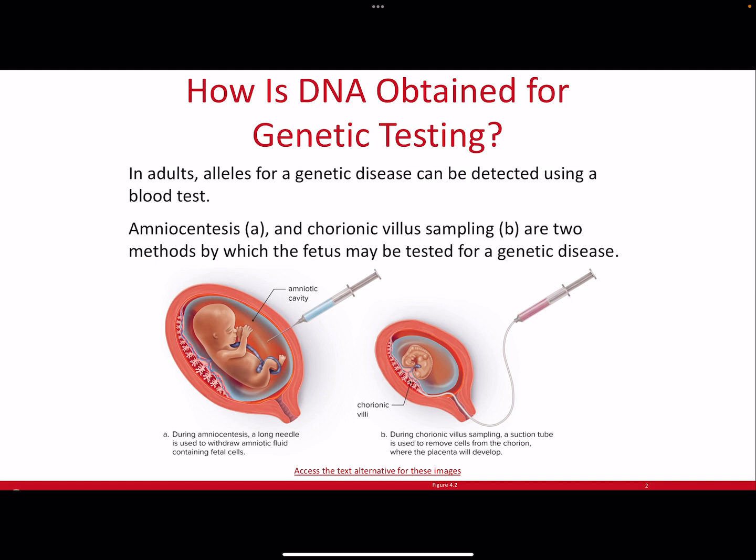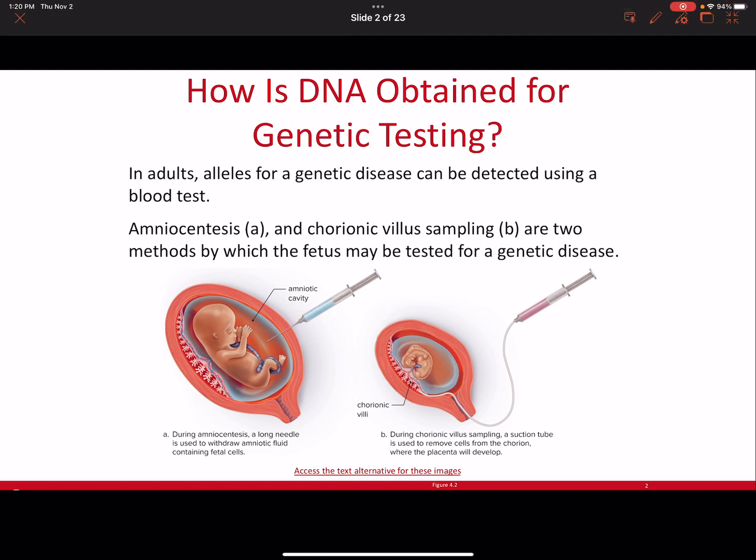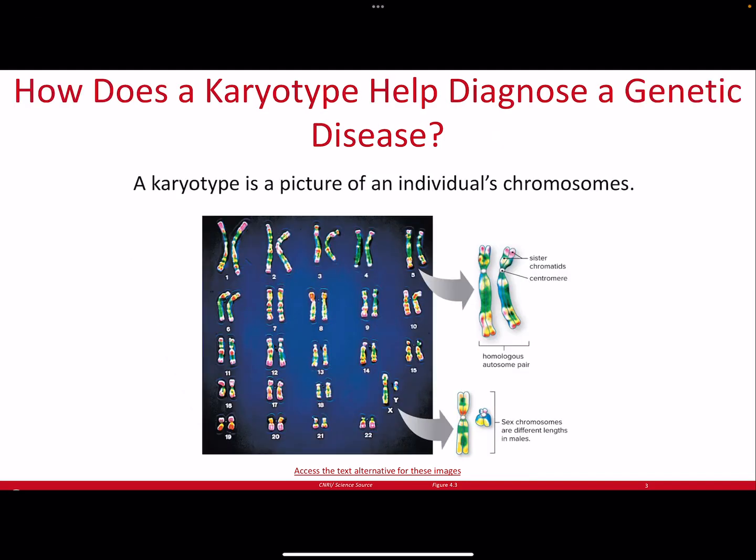Well, how do we get DNA obtained for genetic testing to test whether individuals have a certain genetic disorder or not? We can do this in adults using a blood test. We can use amniocentesis and chorionic villus sampling to get genetic material from a fetus, and both of those processes are shown there.